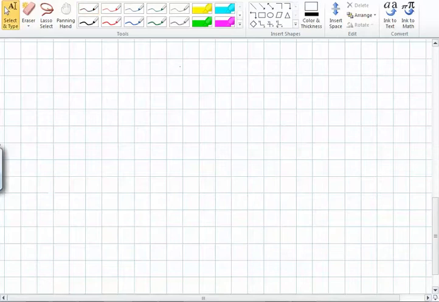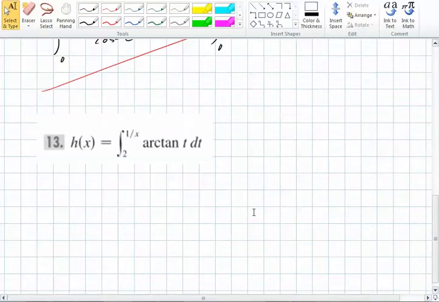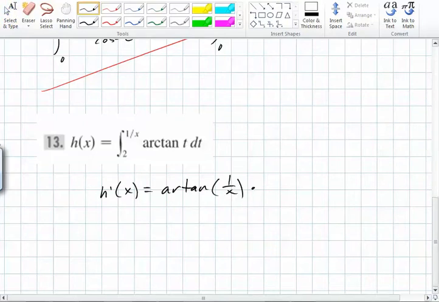They're asking you to find the derivative. They're asking you to find h prime here, right? So what do you plug in for x? So you know h prime of x is going to be arctan of what, 1 over x times what? Negative x to the -2. You have to multiply by negative x to the -2. Why do you have to do that? Well, you're applying the chain rule. The derivative of x to the -1 is negative x to the -2.